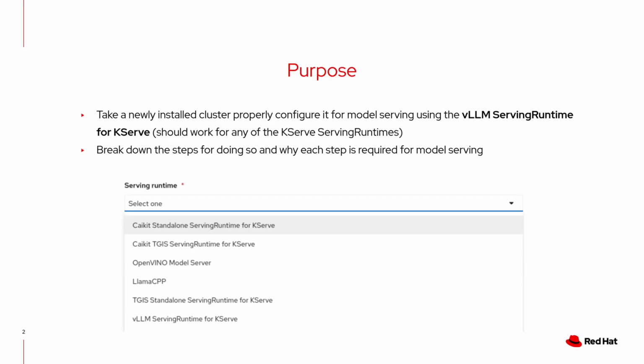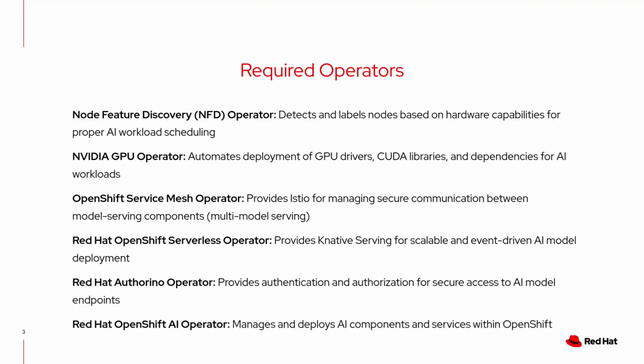But all the other ones come installed with Red Hat OpenShift AI by default, and you can see most of them are for KServe. So by using this setup, you should be able to use any of these serving runtimes, but the one that I'm going to be going over and using in this demo is the vLLM serving runtime for KServe. Here's a list of the operators that we are going to be installing today in this guide. I'm not going to go over what each of them does right now, since I'm going to be talking about that later during the guide, but here are all of the operators listed out for you to see that we are going to be installing today.